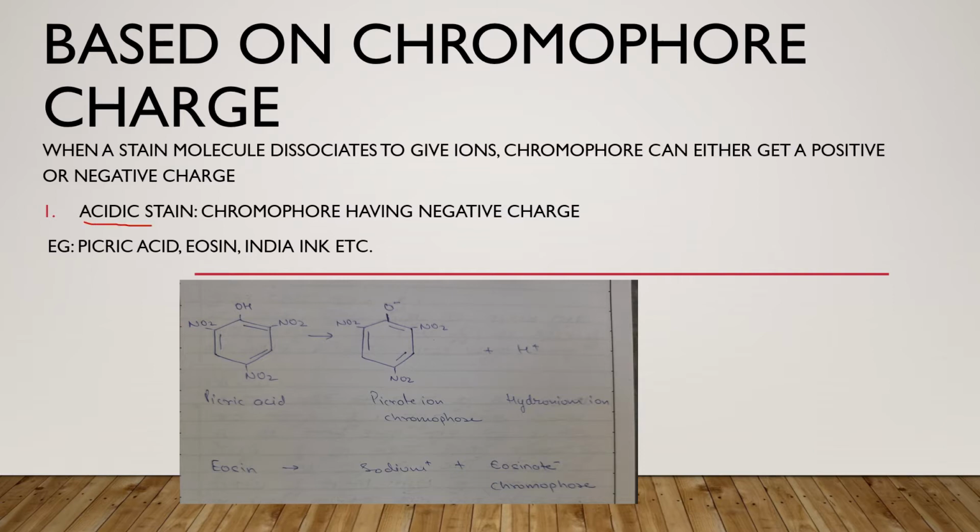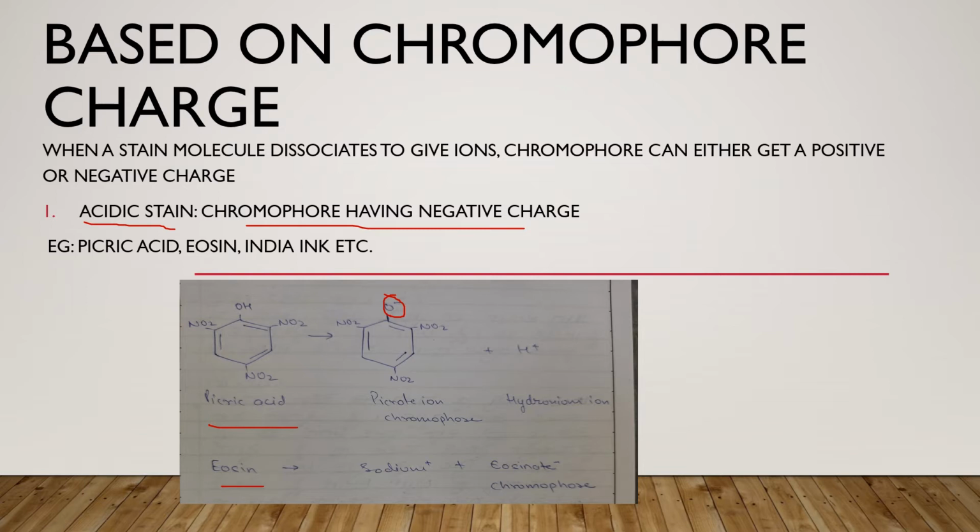Now acidic stain is the first type of stain. In this type of stain, the chromophore has a negative charge. The examples can be picric acid, eosin, India ink. I want you to look at this picture. This is your picric acid: a benzene ring, 3 nitro groups and an OH. Whenever this picric acid dissociates, it gives us a chromophore and a hydronium ion. Now if you look at this chromophore, the picrate ion, you find your negative charge over here on the oxygen. So a chromophore having negative charge is called an acidic stain.